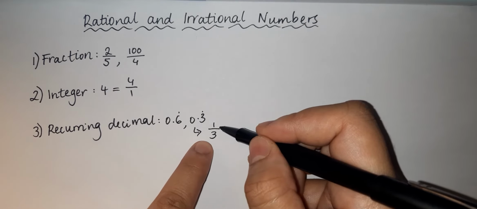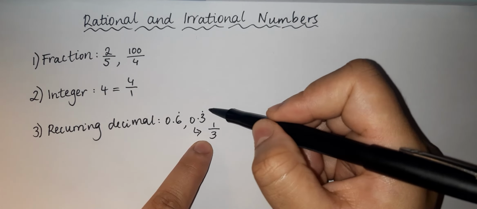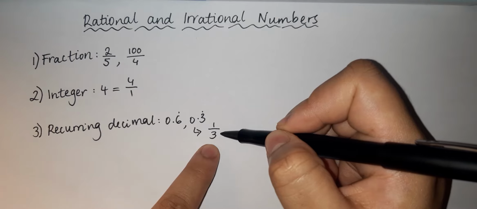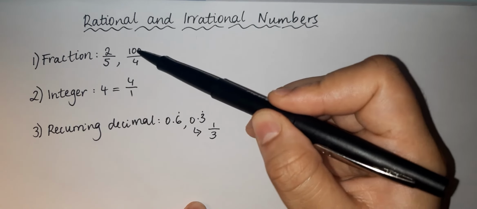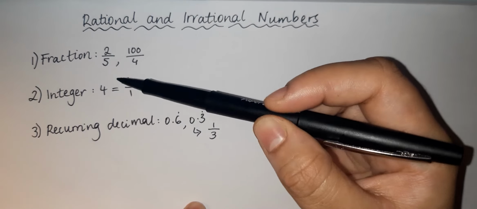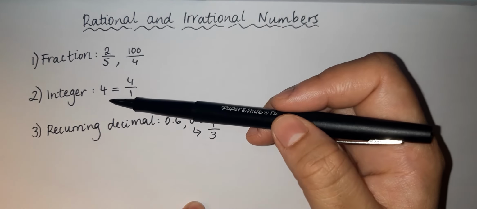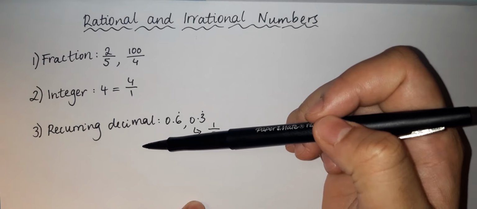Same we can do with this. Let's just look at this for the moment. So this is a reoccurring decimal that we can write as a fraction. So the three ways that we can look at rational numbers, and the most common ones that we use in GCSE Maths, are in the form of fractions, integers, or reoccurring decimals.